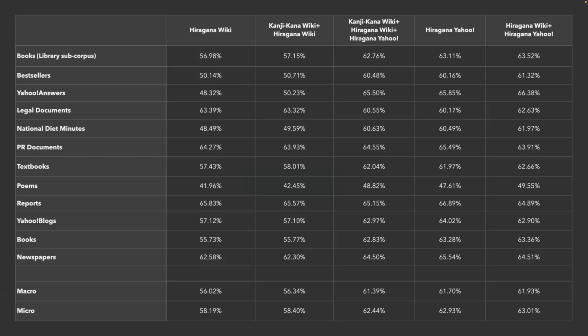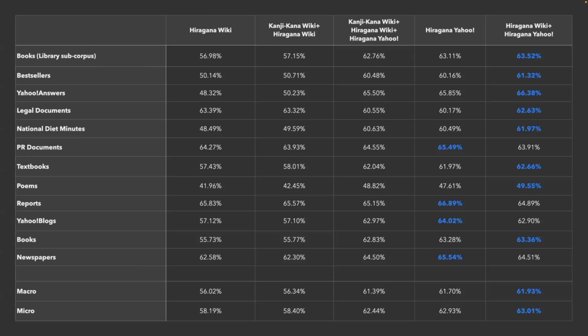Explain the results. This is the training results. Here is a summary of the evaluation, and micro and macro average for each dataset. The one with the best accuracy for each dataset is shown in this slide. Overall, the accuracy of the Hiragana Wiki plus Hiragana Yahoo model has improved.